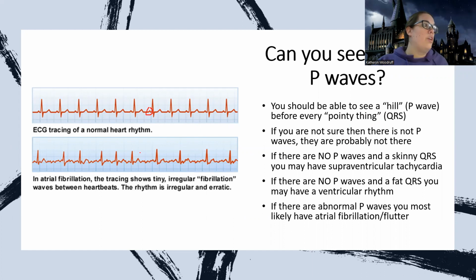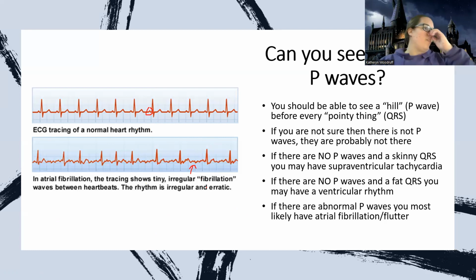So if you have no P waves in a skinny QRS, and when I say no P waves, I mean literally you can't see any, and it's usually a super fast rhythm, you're usually looking at supraventricular tachycardia. If there are no P waves and you have a fat QRS, you may have a ventricular rhythm, and we'll look at these. There are some examples of this in the next slide. But then at this bottom one, you might be like, well, how do I know abnormal or absent? Well, there's something going on here with supraventricular tachycardia. All you see is the QRS because in the T wave, there's no space for anything else.